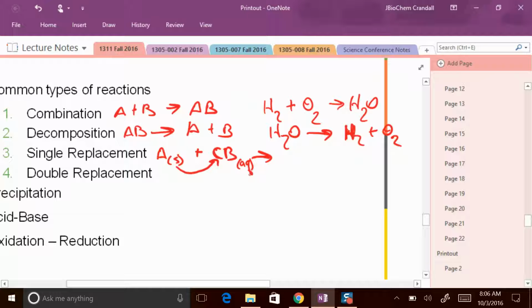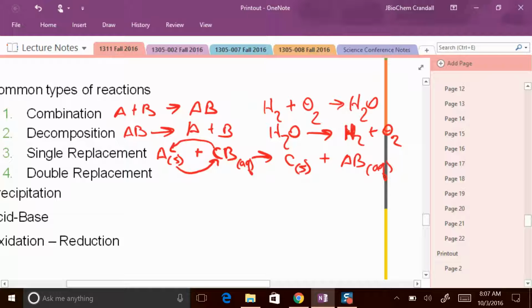Does everybody know what I mean when I say aqueous? It's dissolved into water. That's what it means. It's a solution. It means CB are actually broken apart into their ionic constituents, but they're dissolved into water. That's what that means. Okay? So they're not actually together. They're broken apart. Okay? And then you take a solid thing, whatever A is, it's a solid metal, you put it in, and it's going to react, and it's going to switch places with C. And C will come out as the solid, and you'll be left with AB aqueous.